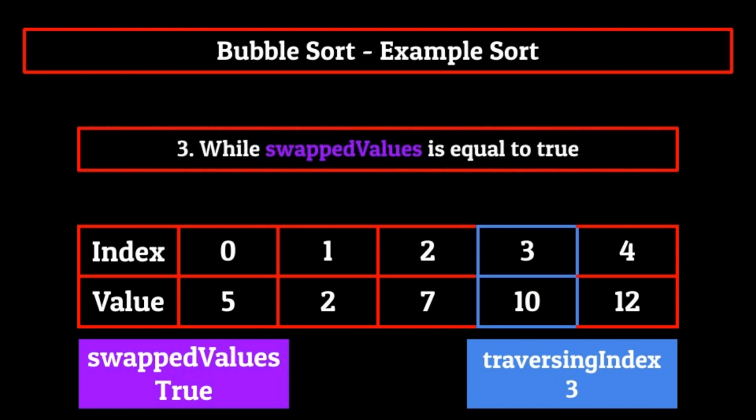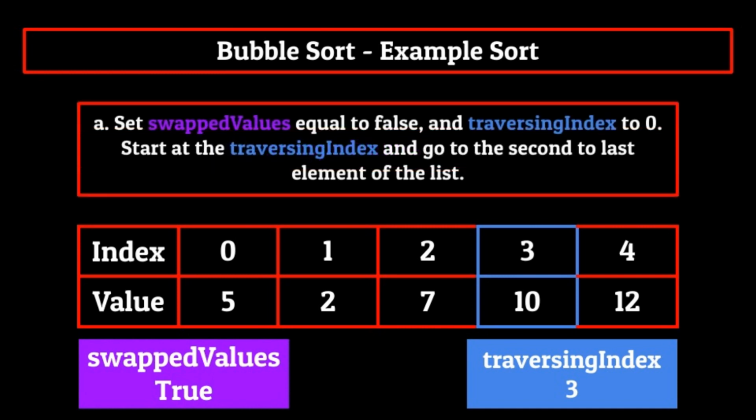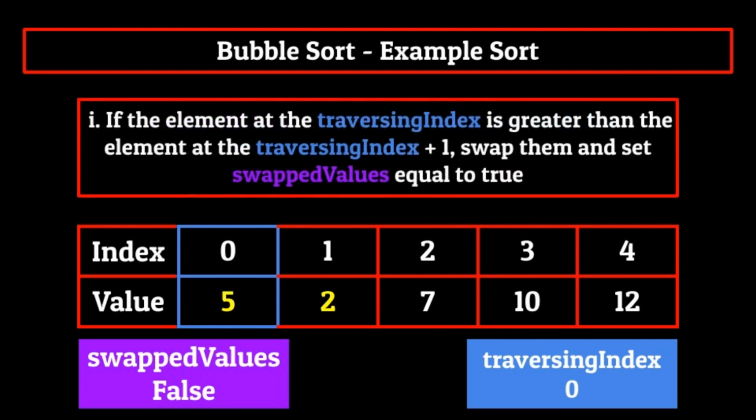Again, since swapped values got set to true on our last pass through the list, we need to go through the list again. We set traversing index equal to 0 and swapped values equal to false. We compare 5 to 2 and swap the two, since 5 is greater than 2. Now at this point our list is sorted, but the computer doesn't know that yet. In the computer's mind, we still have to go through the list at least one more time.